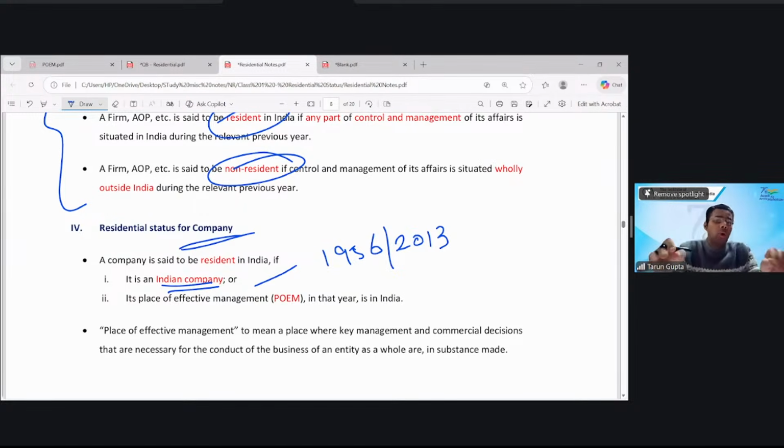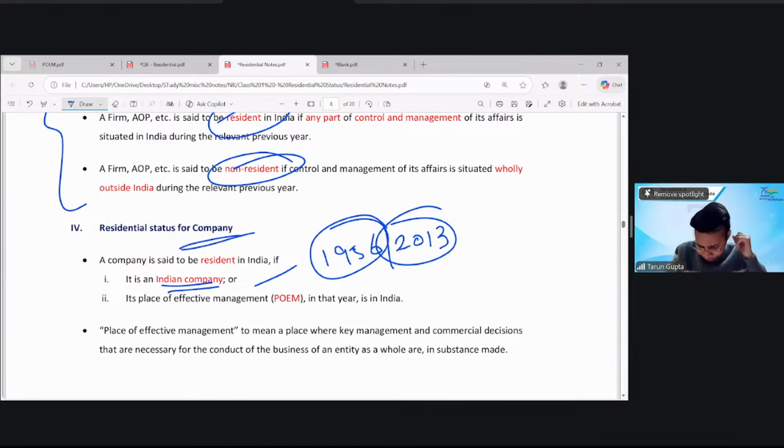Full stop. You don't have to see where the control and management is, where the operations are being done. If you're an Indian company, meaning a company incorporated in the Indian Companies Act, either 1956 or 2013, as the case may be, you are a resident company. Your global income is taxable. But if you're not an Indian company, meaning you're a foreign company incorporated under a foreign law, then also you can become a resident if your place of effective management, POEM, in that year is in India.